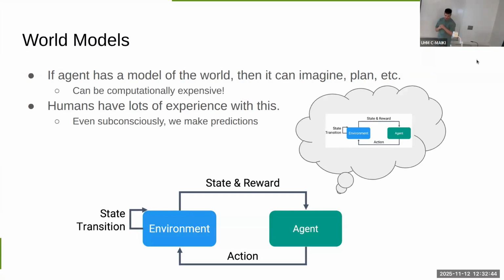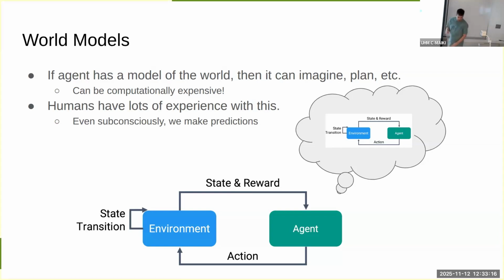Okay, so this is the idea of world models. If an agent has a model of the world, and it might be multiple models of the world, then it can imagine things, it can plan, etc. Often this is computationally expensive, but as a human, I feel like this is certainly what I spend a lot of my time thinking about. And there's some evidence that we do a lot of this even subconsciously.